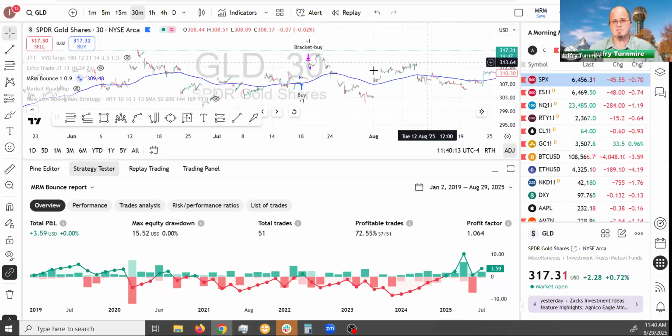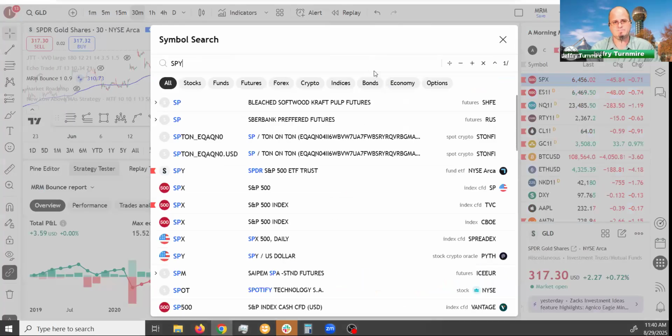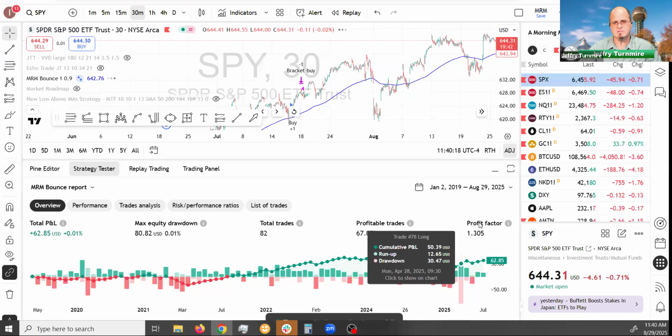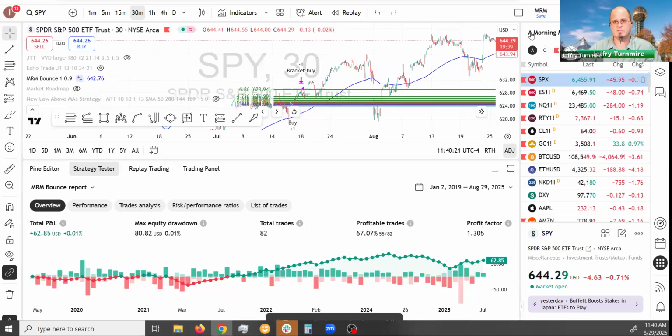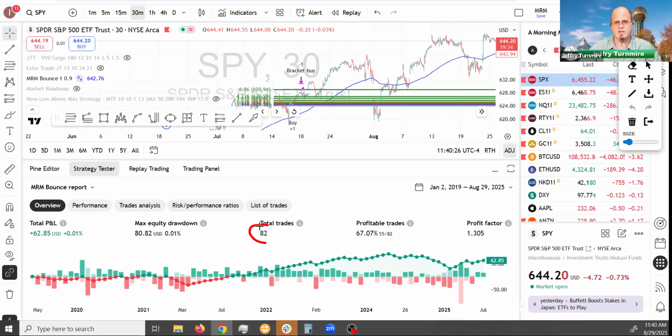Now, something that is higher probability, kind of crazy. Come down here and you look at SPY on 30 minutes. Now we're looking a little better. Got 82 trades. That's still high probability. I like to see this up over 80 personally. 67, still better than 66.67, and 1.3. So 30% right here. Basically make 30 cents for every dollar you risk. Every trade, not bad. Right?